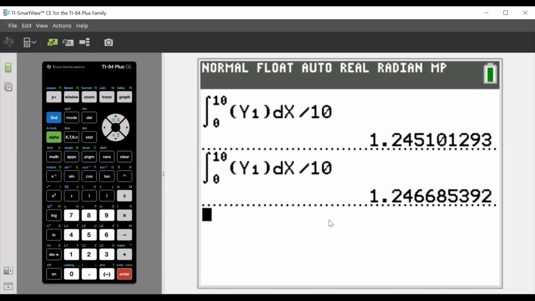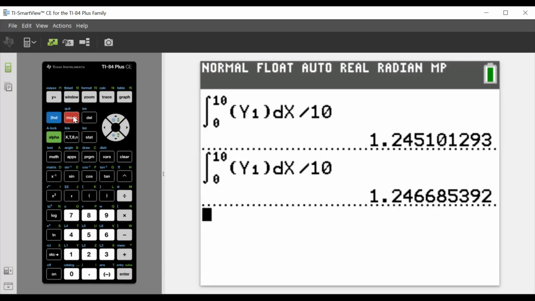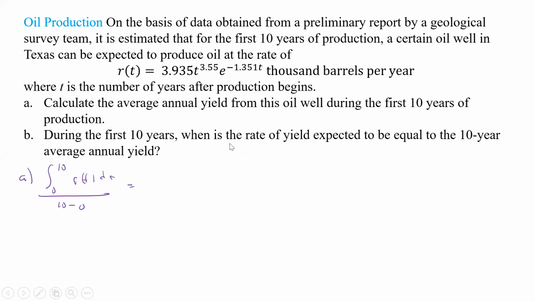All right, so now let's go here, and now we can do this again. 1.247. All right. Not much difference, but I just wanted to make sure because sometimes I type those problems in wrong. Like you saw, I forgot the 5. So our value here for the first piece was 1.247, and that's going to be 1,000 barrels per year. Okay. Now it says during the first 10 years, when is the rate of yield expected to be equal to the 10-year average?